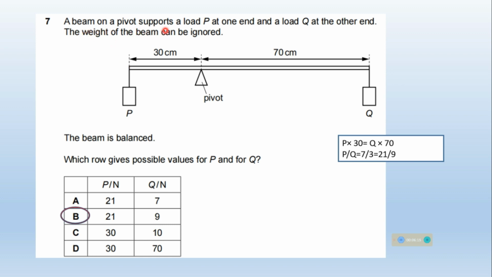A beam on a pivot supports a load P at one end and a load Q at the other end.